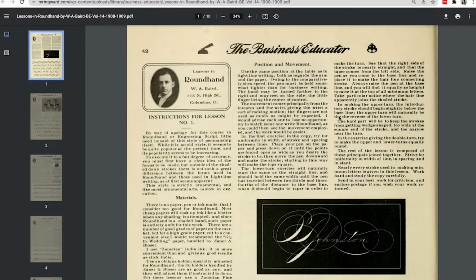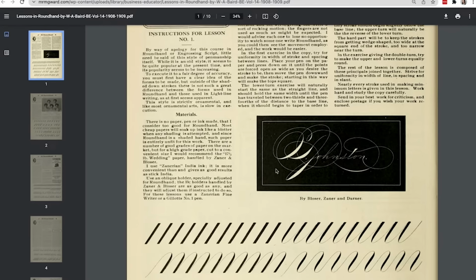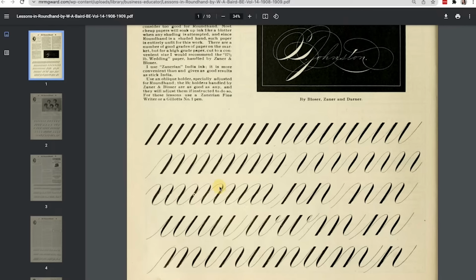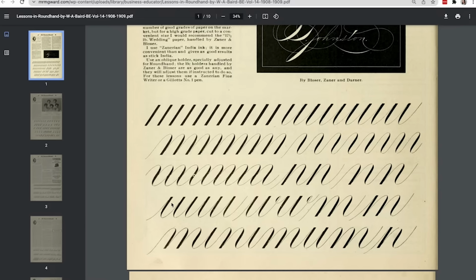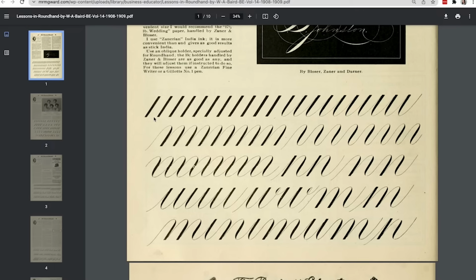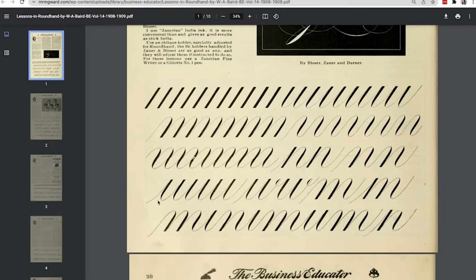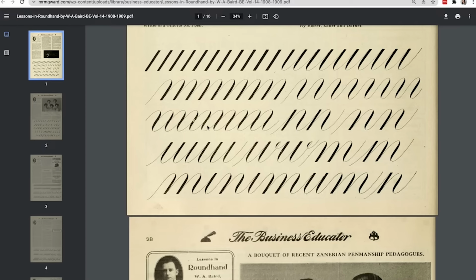So here, this is Lessons in Roundhand, and again, the fundamental strokes of this script are explained over here on the right. And some of them, he names them the upper turn and lower turn, but you can see them here drawn out. Something else that I noticed is that these first few references that we've looked at have not used guide sheets, so there's no header line and no base line and no slant line like we use in our guide sheets now. But when you are practicing, it is definitely recommended to use guide sheets.